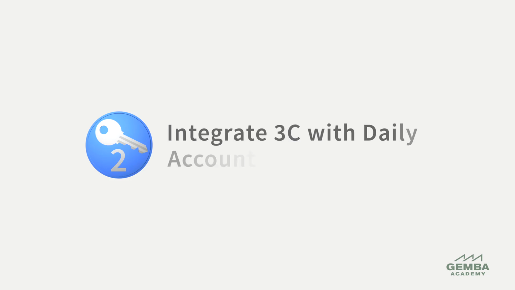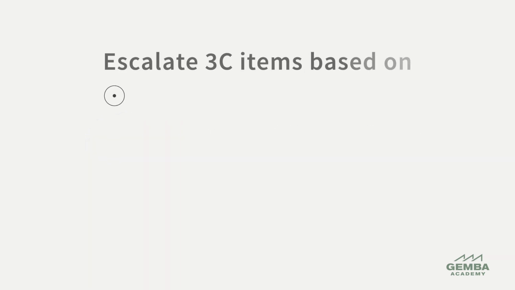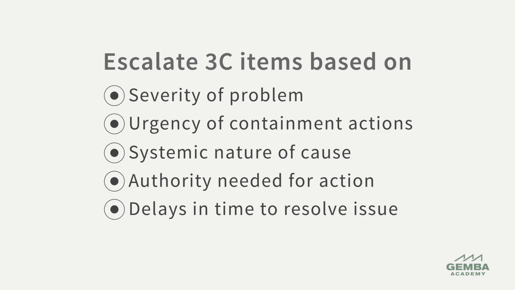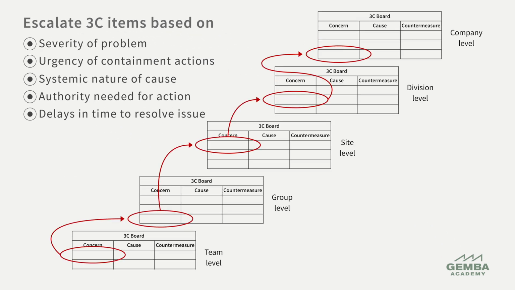Second, it's important to incorporate 3C into an organization's daily accountability process. This means that when a team struggles to find the causes or to identify and implement countermeasures within a given time frame, they escalate the issue. In other words, when despite our best efforts, we can't adequately address an issue at our own level, this becomes a concern on the 3C board of the next level up in our organization.